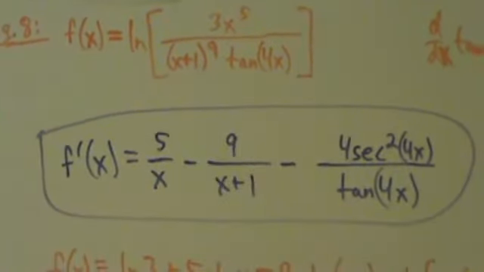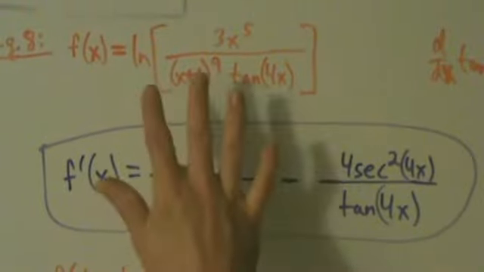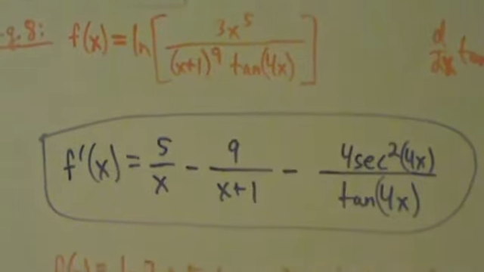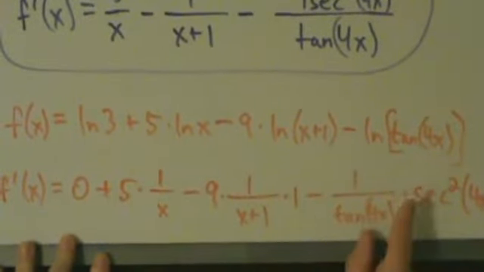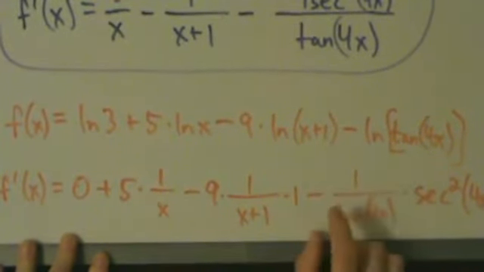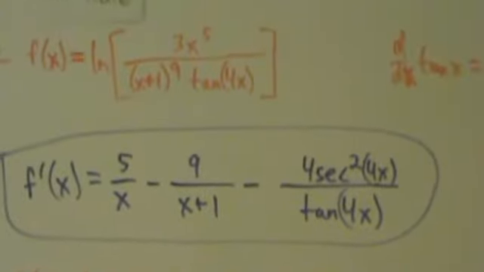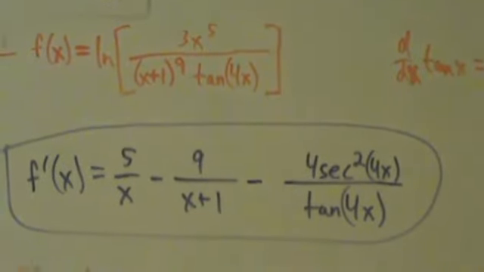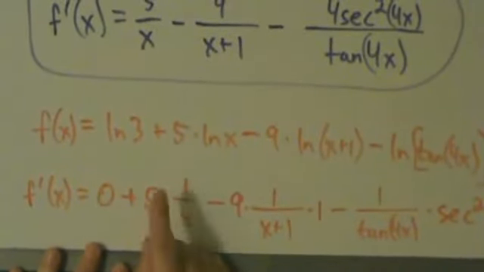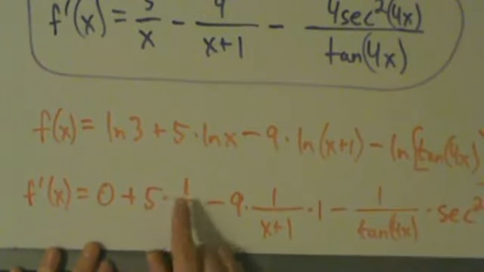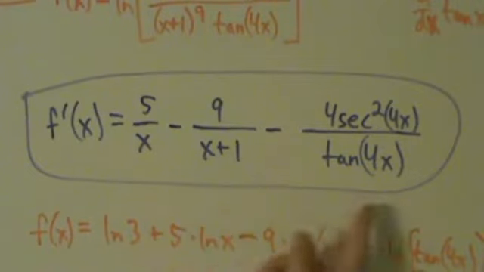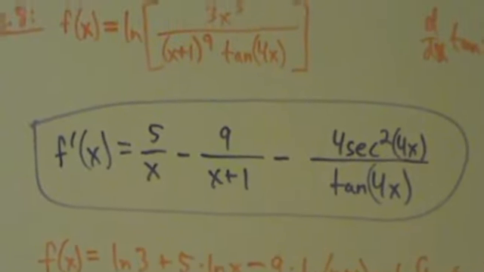But anyway, the better idea is to use properties of logs to expand this, and that's what we did here. And then we eventually got down to this, and then we just differentiated term by term, which is so much easier than taking the derivative of this, I guarantee you. So we differentiated term by term, then we got 0, 5 times 1 over x, etc., etc., etc. And then that's simplified and cleaned up to this. And that's example 8 with the chain rule.